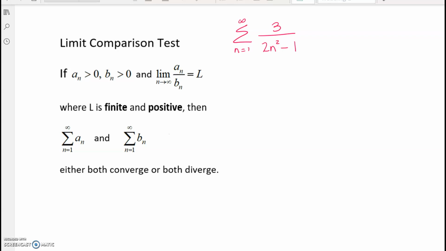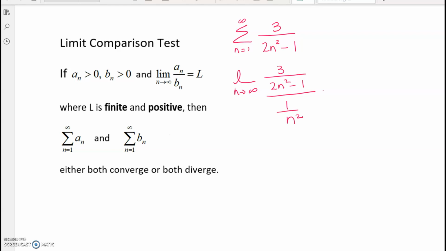Well, I see one power in the problem, and it's n squared. So I think that the 3 in the numerator, the 2 and the minus 1 in the denominator really aren't impacting this series at all. It behaves like the p-series, 1 over n squared. So I'm going to take the limit as n goes to infinity of 3 over 2n squared minus 1 over, here's our b sub n, 1 over n squared.